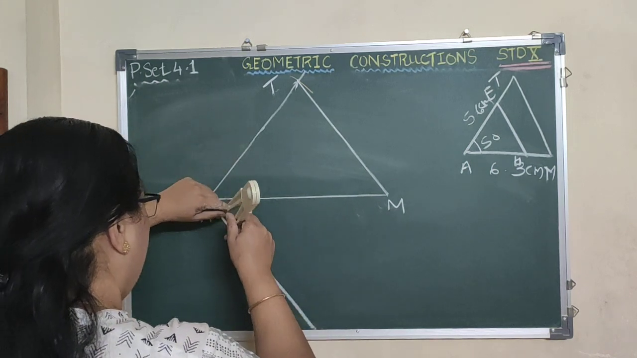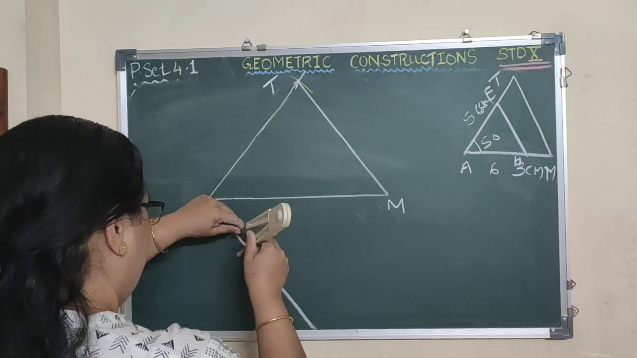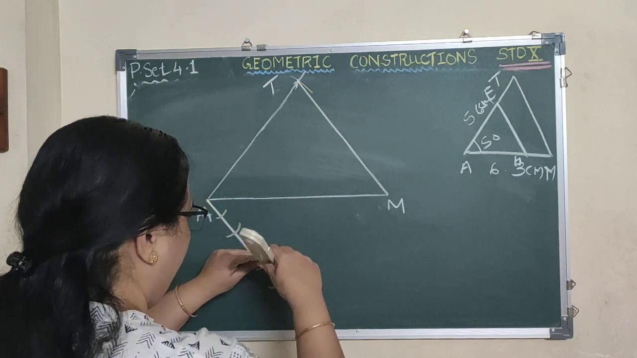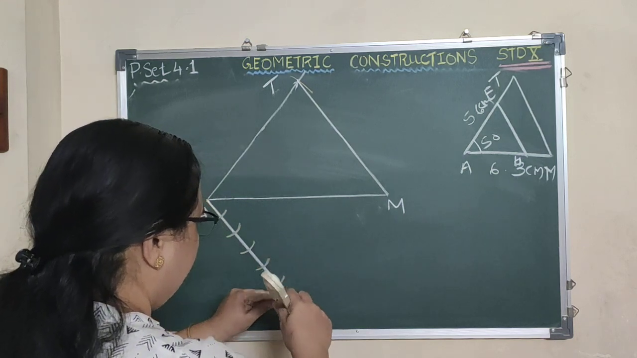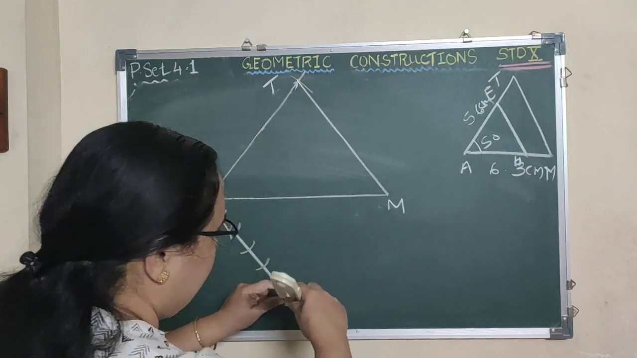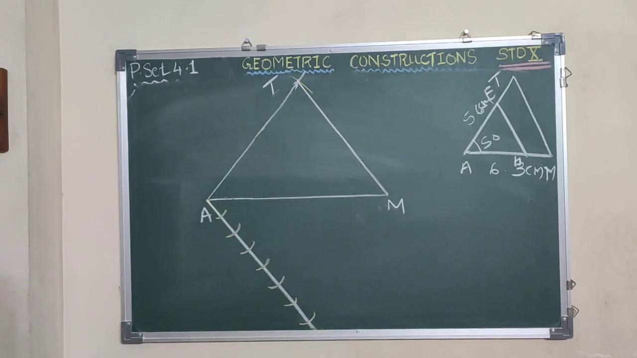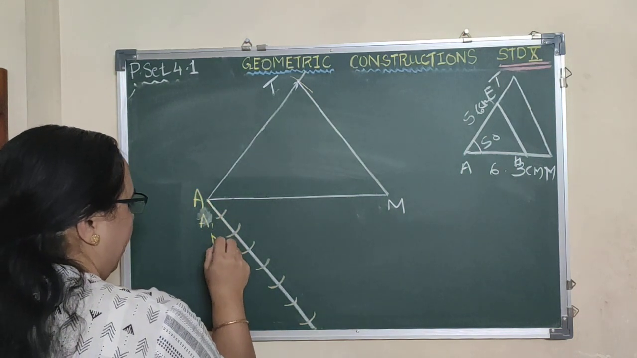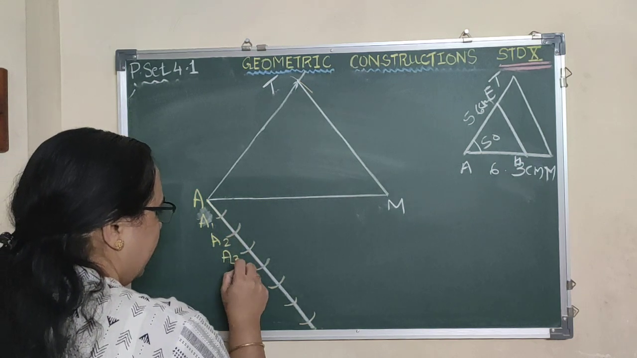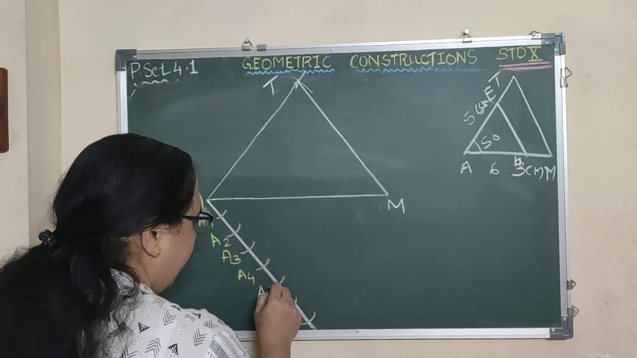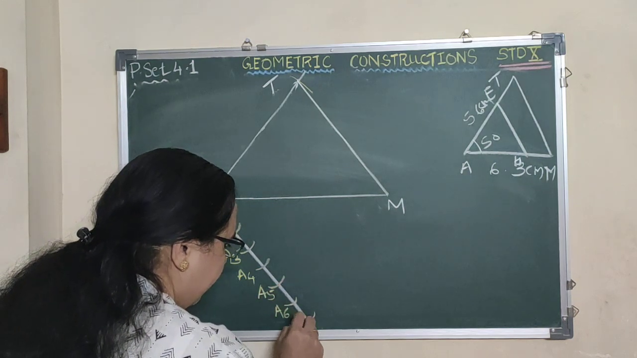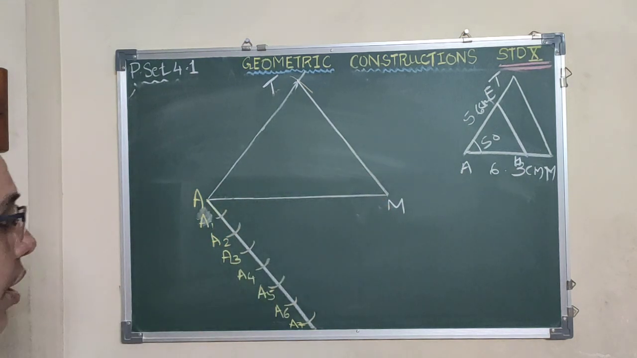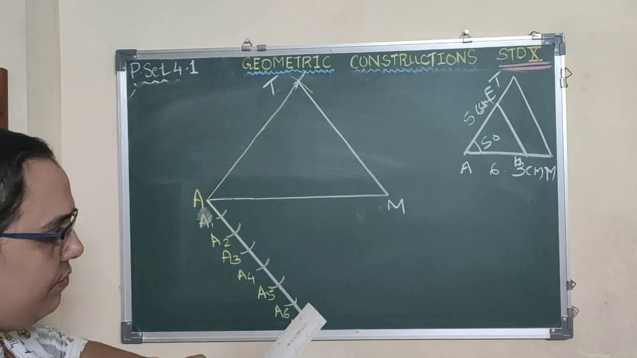1, 2, 3, 4, 5, 6, and here is the 7th one. So let us name it. It can be named as A1, A2, A3, A4, A5, A6 and A7. M is on the larger triangle AMT. So I join M to A7.